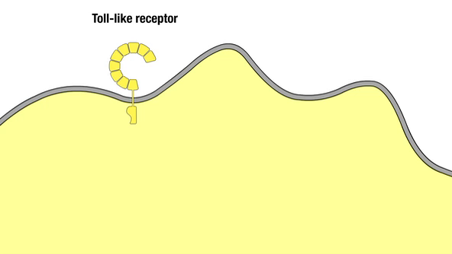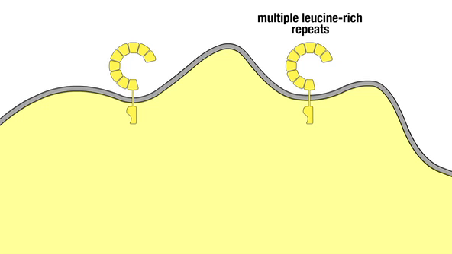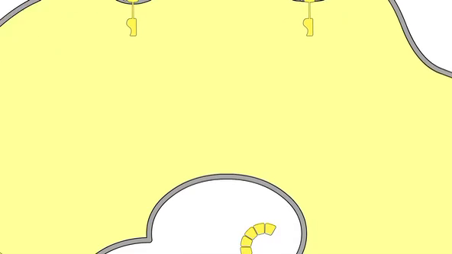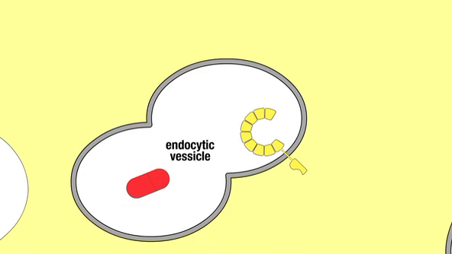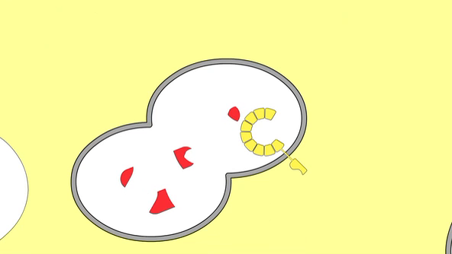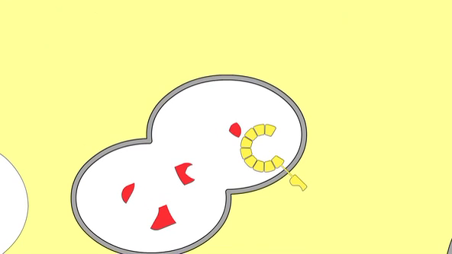Toll-like receptors, or TLRs, are composed of multiple leucine-rich repeats that are useful for recognizing various PAMPs. TLRs are membrane-associated proteins. Some are located on the surface of the cell, while others are located on endocytic vesicles, where they survey the degraded contents of pathogens taken up by endocytosis. Each member of the TLR family recognizes different kinds of PAMPs.